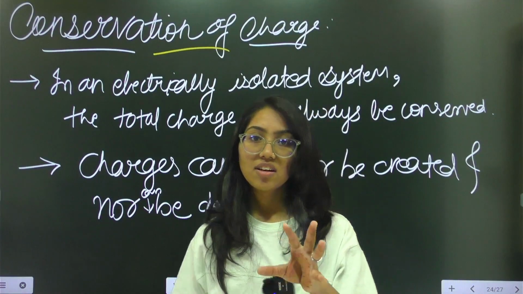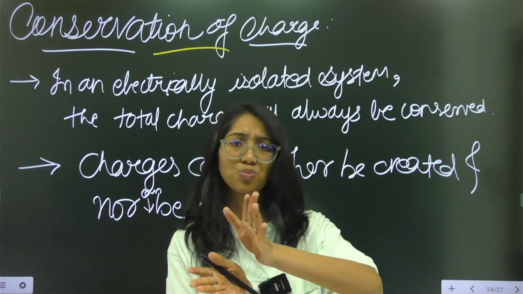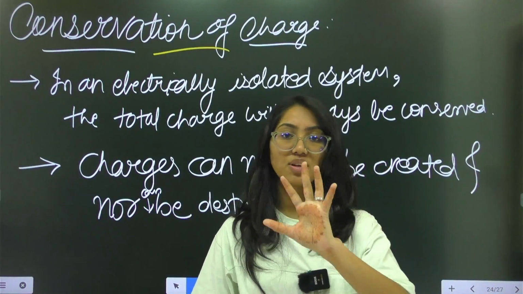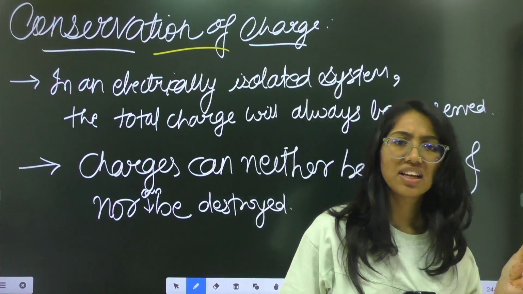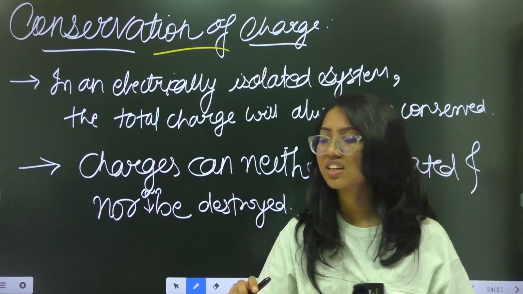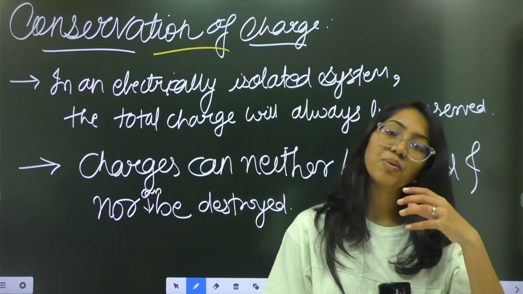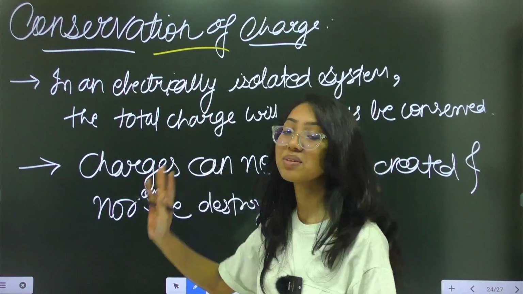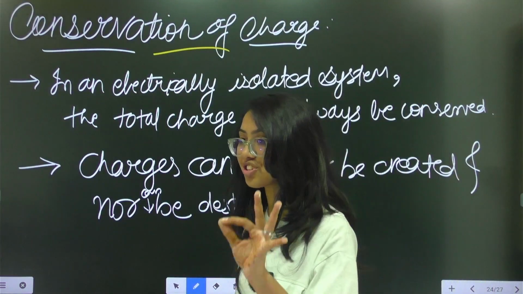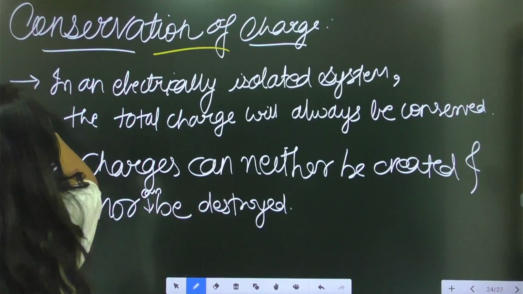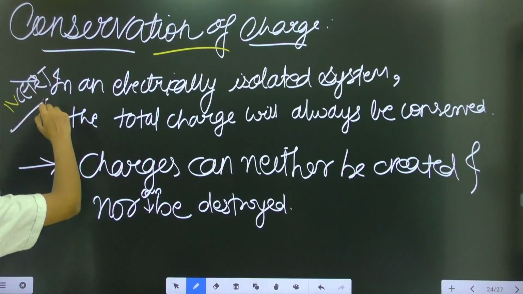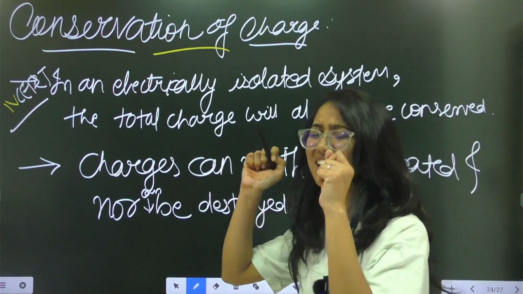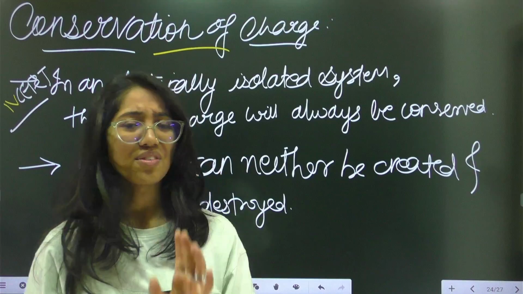A neutron can be divided in nature into a proton and an electron. Suppose a neutron had one positive charge and one negative charge, and it was converted into an electron and a proton. Before, the total charge was 0, and after, the total charge is still 0. That is why charge is conserved, and this is the meaning of conservation of charge. In an electrically isolated system, the total charge will always be conserved. This is the line of NCERT, and you have to remember it.